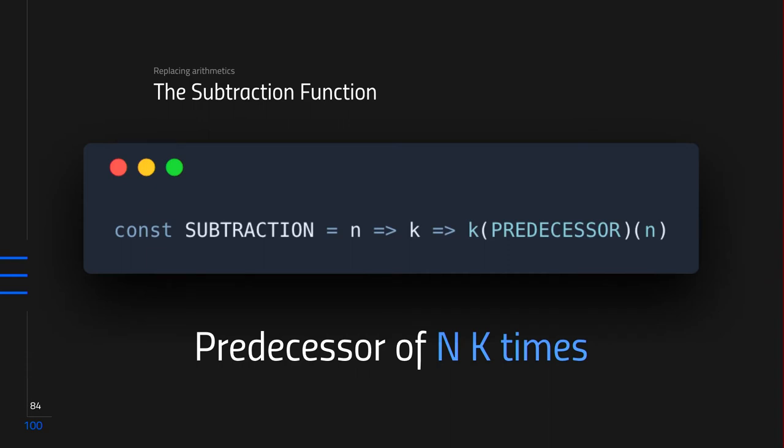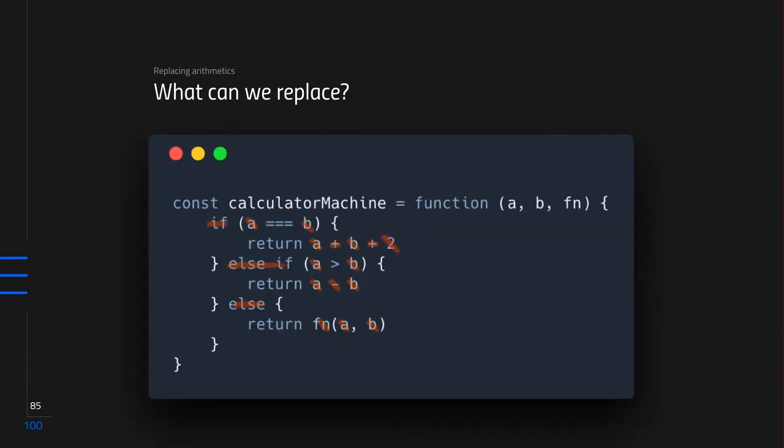This is the predecessor function. So for subtraction, we're just going to do the predecessor of n, k times. And now we have subtraction. We don't even need minus anymore, so we can cross that out. But we still have a problem here. We still need to replace Boolean operators.